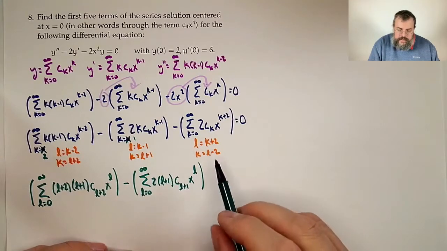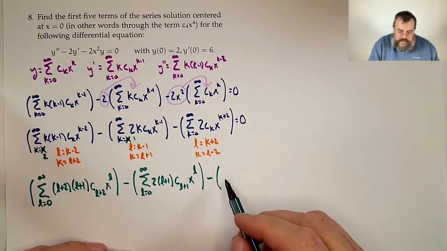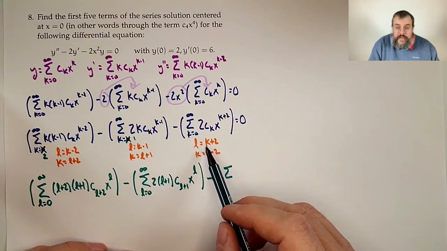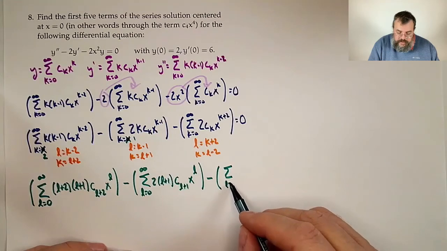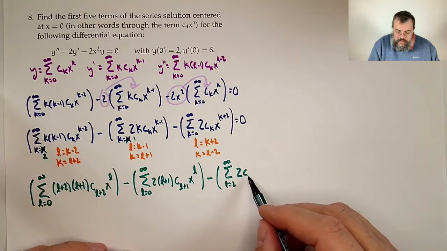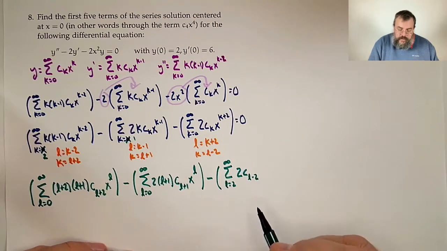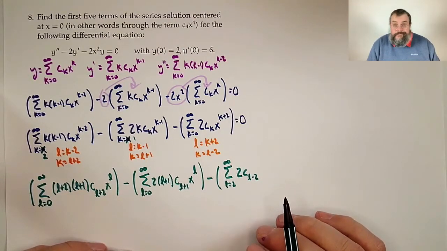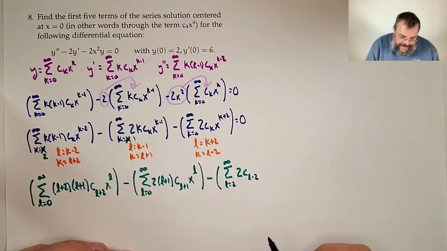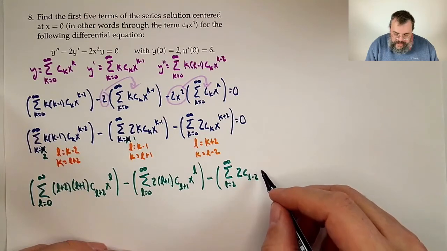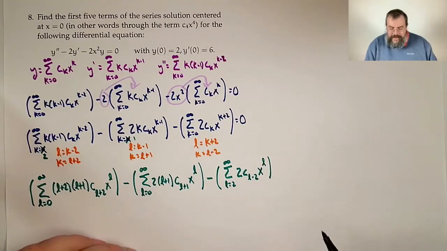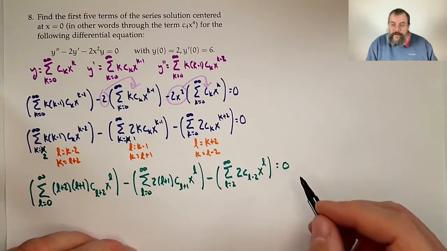All right, great. Now here, not much we can do. If we had k equals 0, L equals 2. So L equals 2 to infinity, 2 c sub L minus 2, and then it'll be x to the L. All right, and that all equals 0.